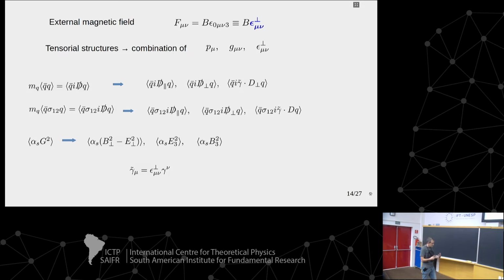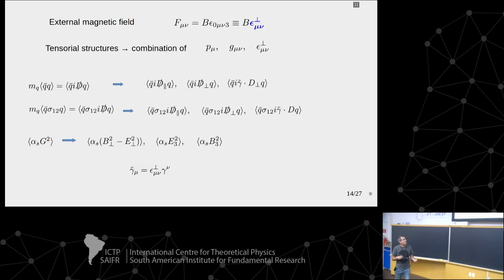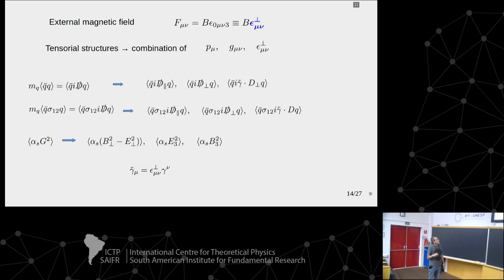It's the magnetic field times this perpendicular antisymmetric tensor, which will produce a combination. We can see the structure of the form factors, and also for the condensates, including this combination of gamma, epsilon, and so on. So the chiral condensate will split into different new condensates. Also, the gluon condensate will be split into perpendicular and parallel. And this gamma tilde is this combination with this tensor.